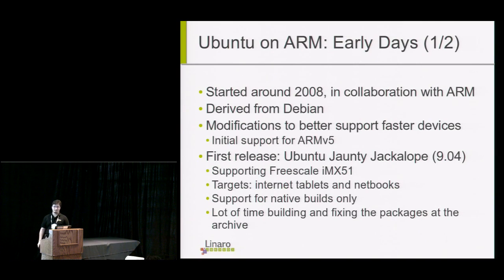So the first thing is showing a little bit more about the early days of Ubuntu on ARM, how the project started. It started in 2008 in collaboration with ARM. We had a few ARM employees also working with us, trying to fix some of those issues that we had, even on the compiler level, on the application level.